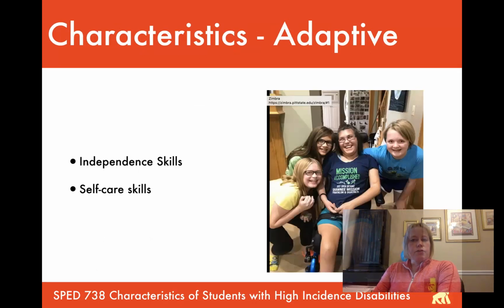When we're looking at characteristics specifically, here we're talking about pretty much adaptive skills, so those independence, self-care skills. Typically these students have challenges in independent skills, self-care skills because of their disability. The picture that you see here is actually a kiddo that we work with in our ministry at church, and she has multiple disabilities. You can see that she is in a wheelchair.